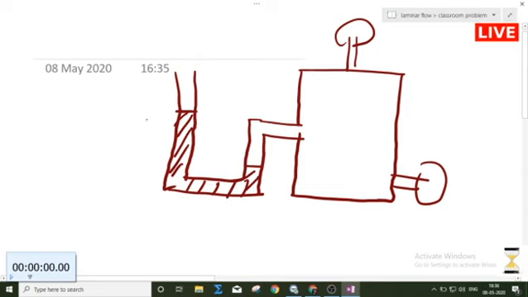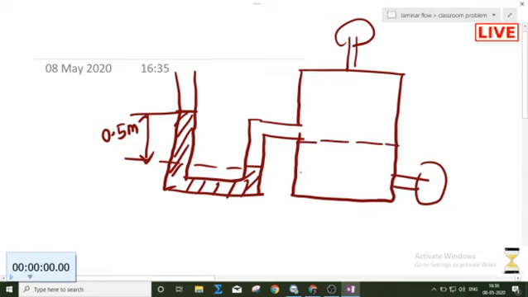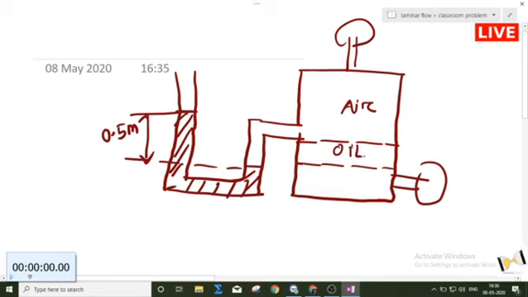What is this height? This height has been given to you as 0.5 meter. Here in this chamber there is air, and here there is oil, and this chamber has water. It is asking us to find out the pressure at point L and point M.